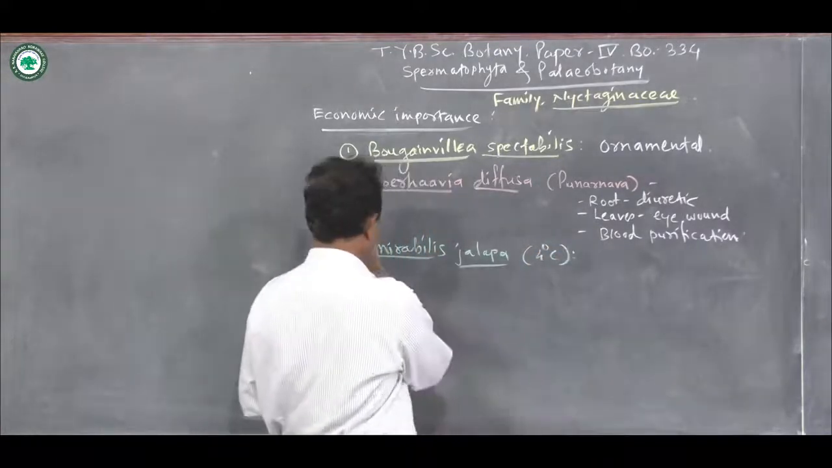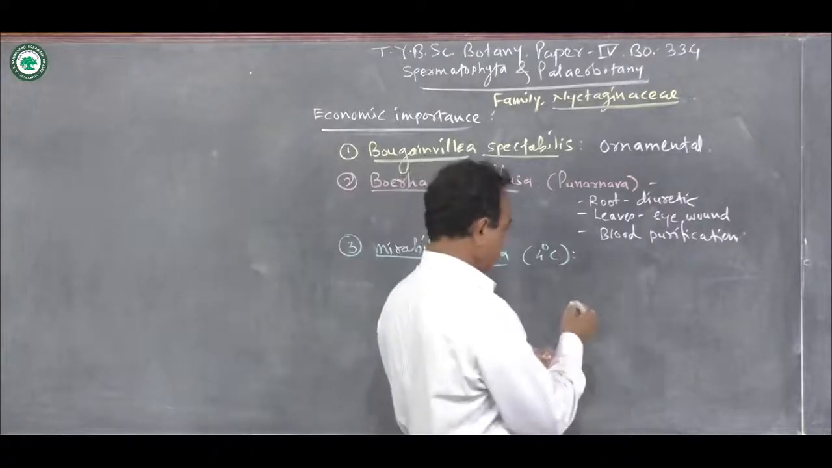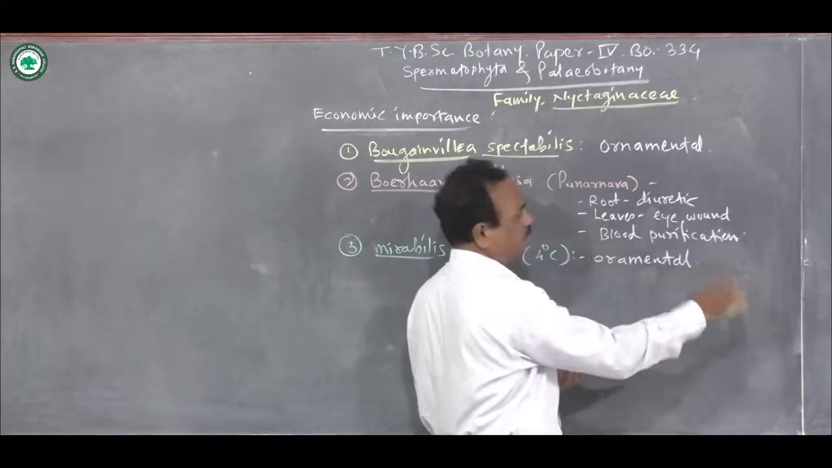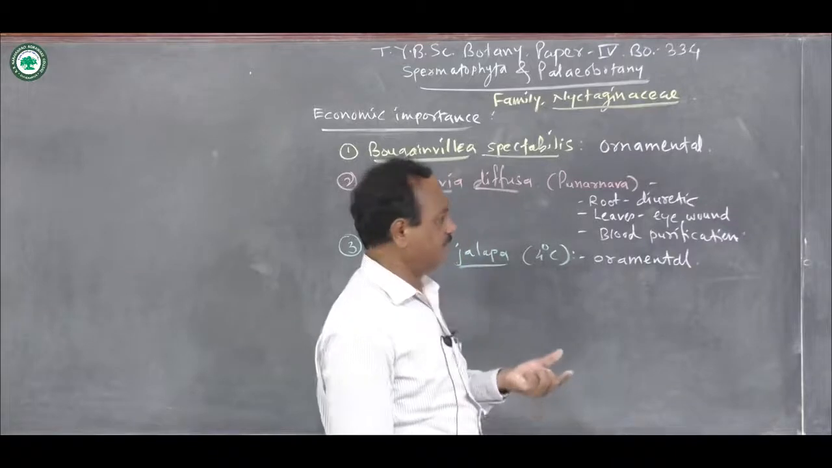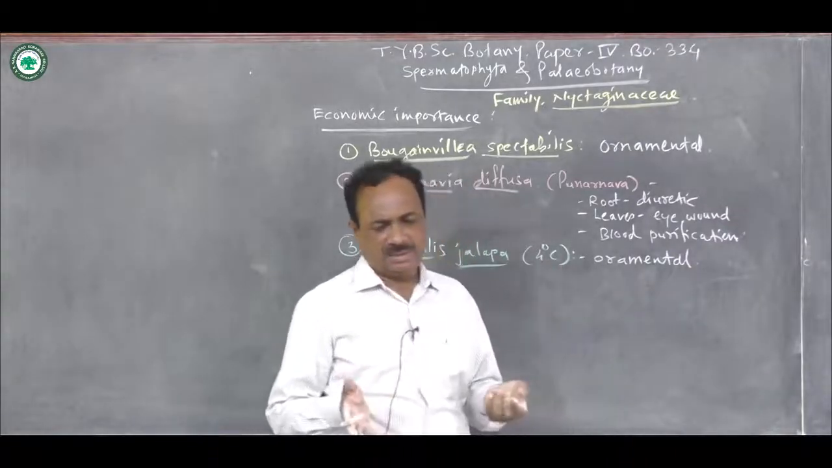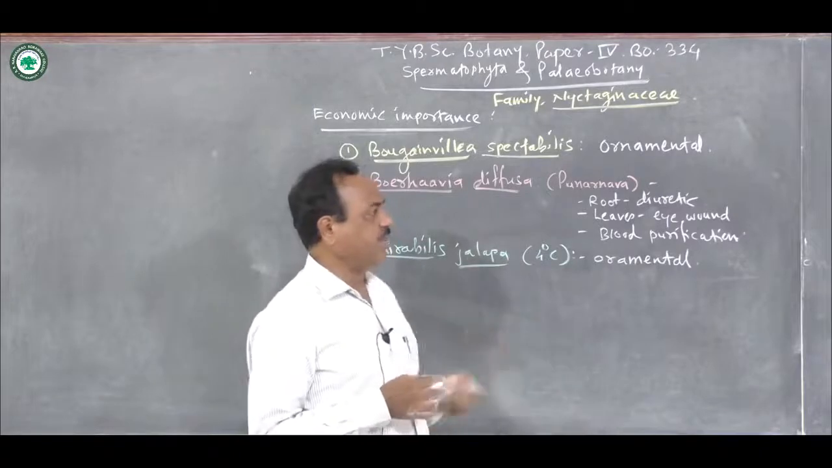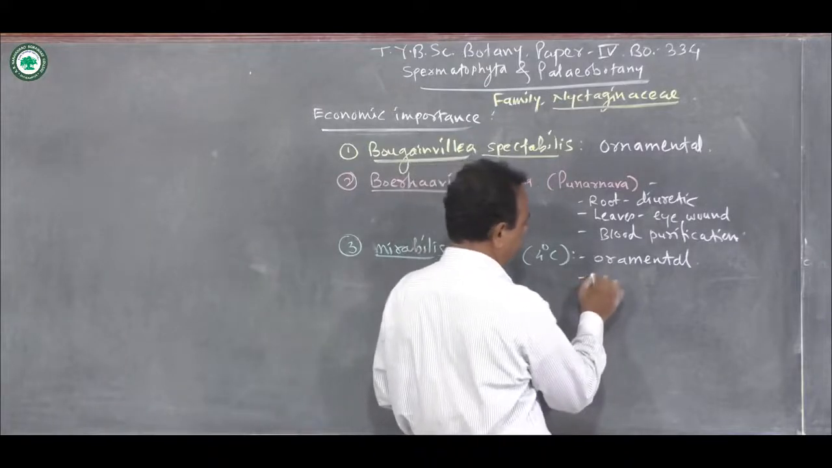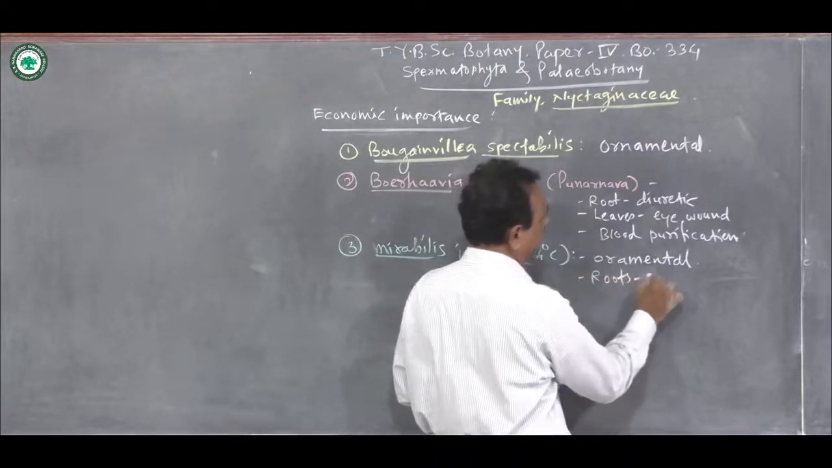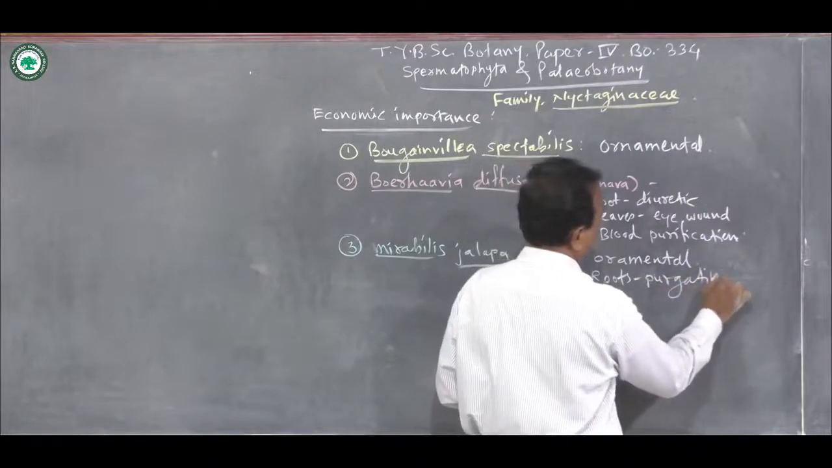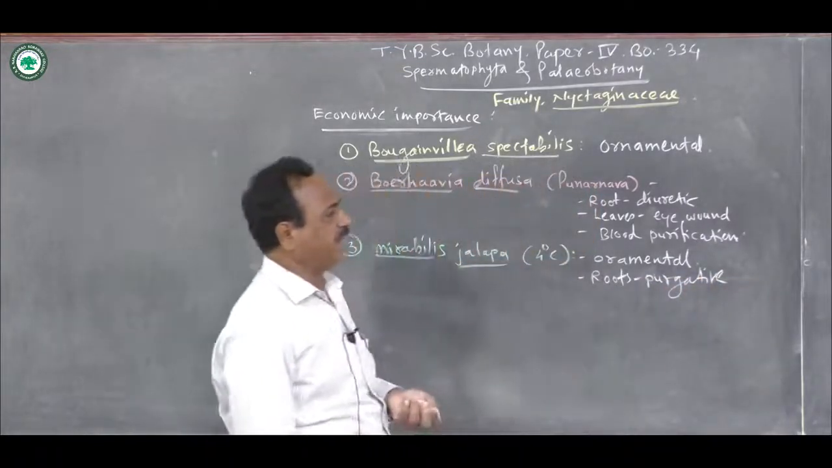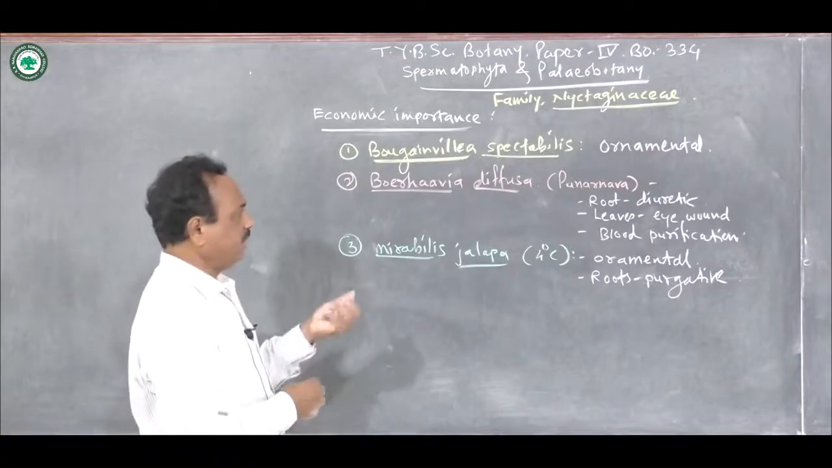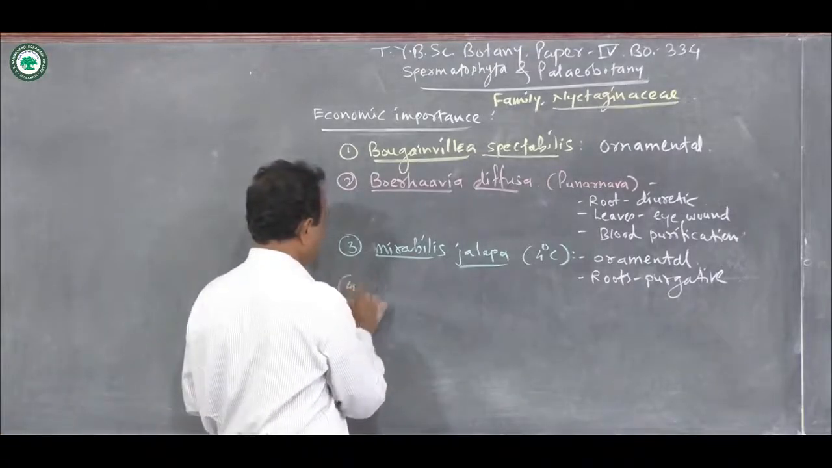This plant, Mirabilis jalapa, is also planted as an ornamental plant. It has richly colored flowers, red, yellow, and so on. The entire plant is herbaceous, and it is planted in the garden as an ornamental plant. It is also medicinally important. The roots of this plant are purgative. Actually, the roots are tuberous, and these tuberous roots are very important in medicine. So it is used as a purgative.